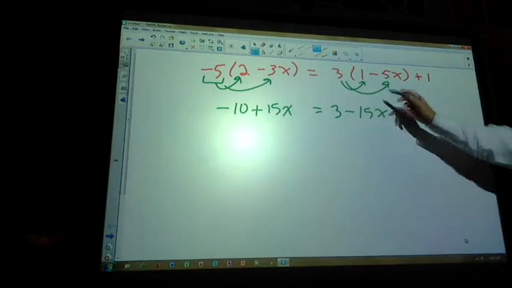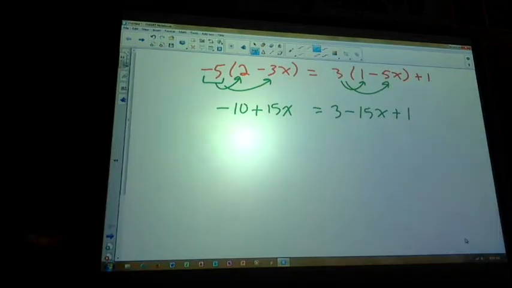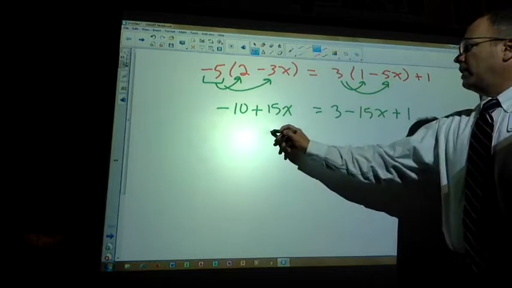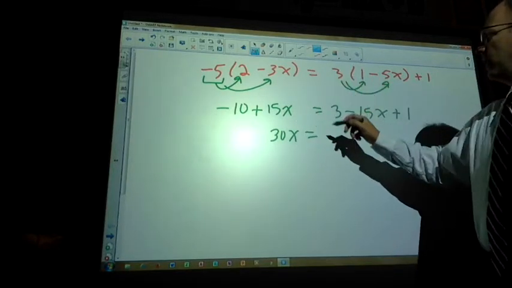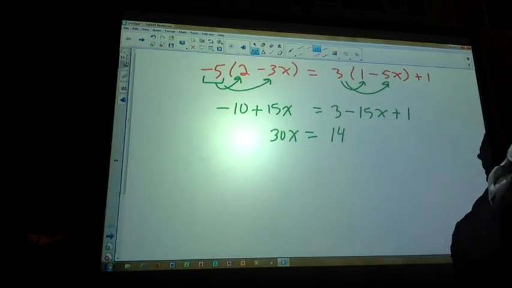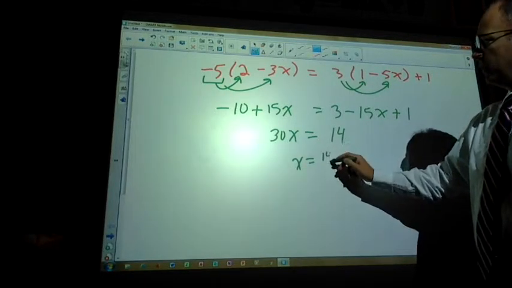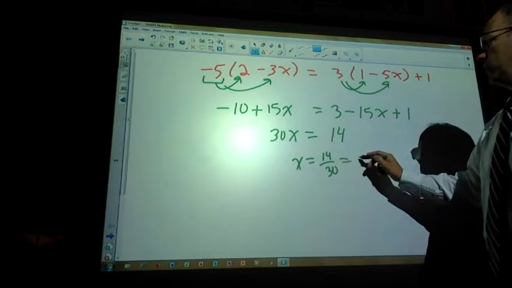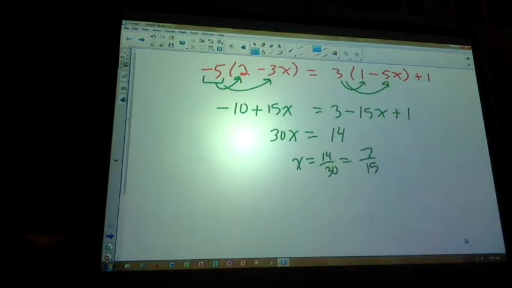I've seen students that have distributed all the way to here. Just make sure you don't. And then if you go through, what did you get for an answer? Negative 7 over 15. So if you add the, so I get 30x over here. I already have 4, and that's 14. Get x equals 14 over 30, which reduces to 7 over 15. So watch out on the reducing, because if you don't reduce it, it's a point off.